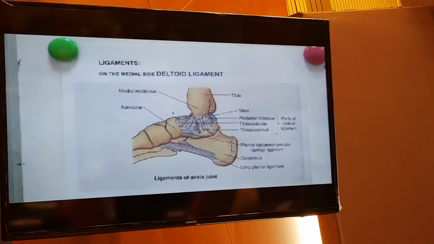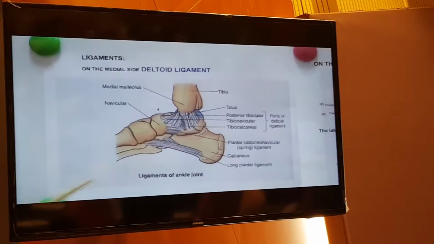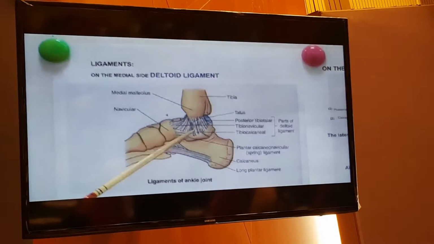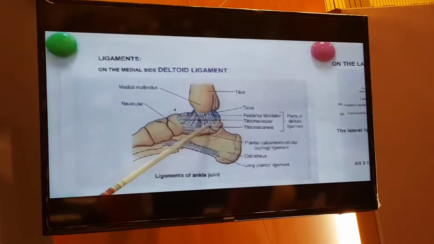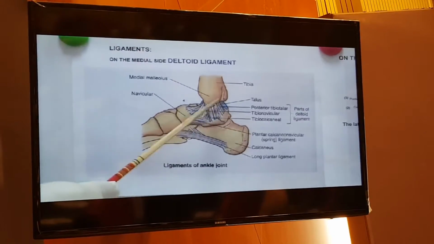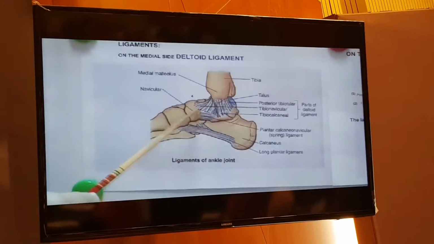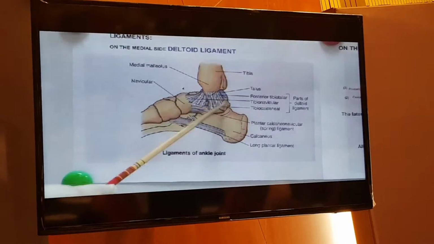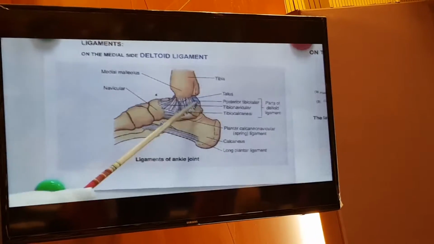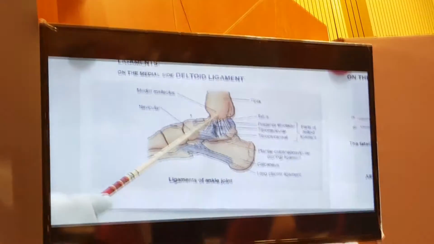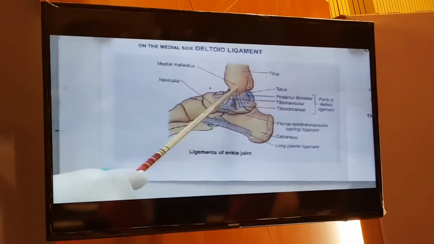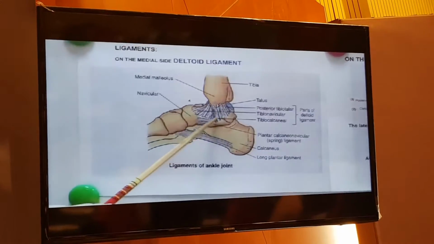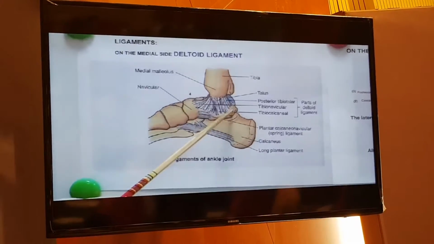On the medial side, we have a very strong delta-shaped, triangular-shaped ligament, called the delta ligament or deltoid ligament. This is on the medial side of the ankle joint. Above, it is attached to the medial malleolus of the tibia. Below, it is attached to the talus, the medial surface of the talus.